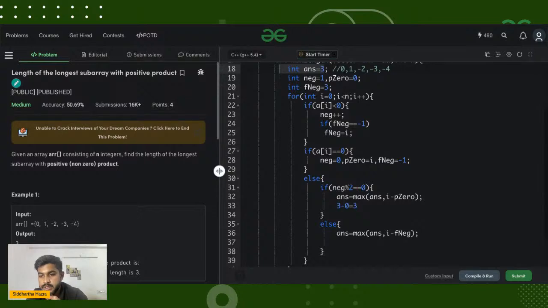p0 should be the current index of a of 0. Yes, absolutely, it's done. So now let's talk about the comment of the day.